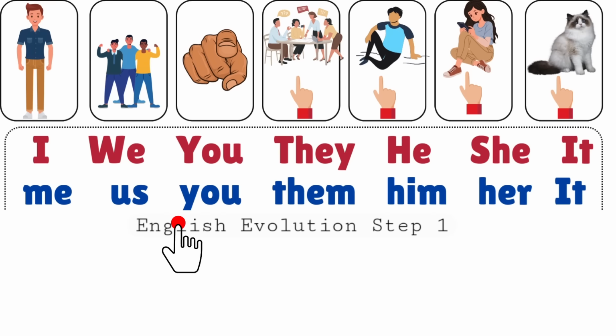Object pronouns. These pronouns act as the object of a verb or preposition. They receive the action of the verb. Me, us, you, them, him, her, it.